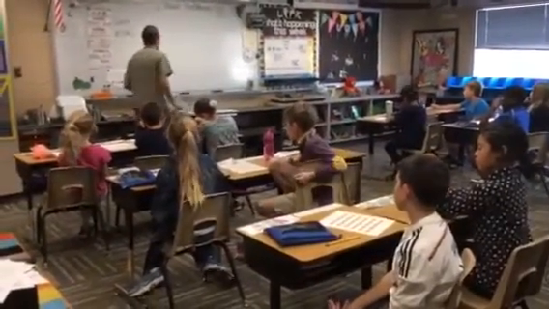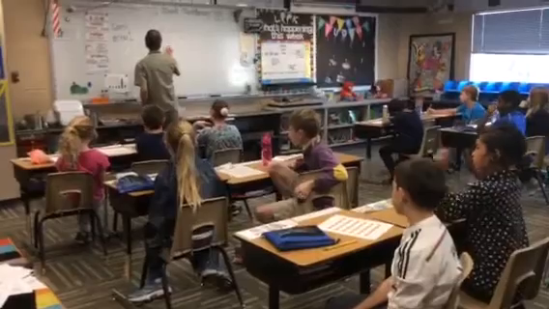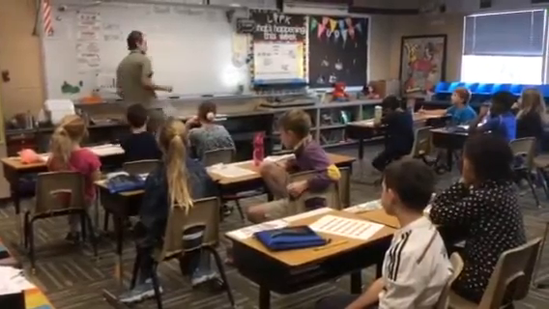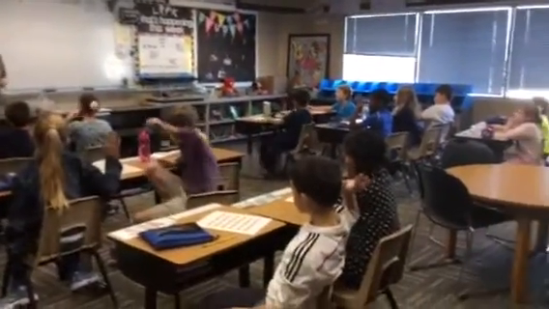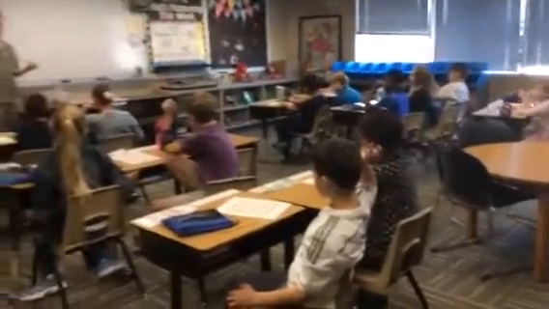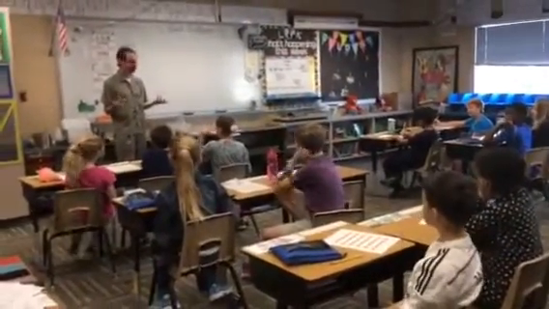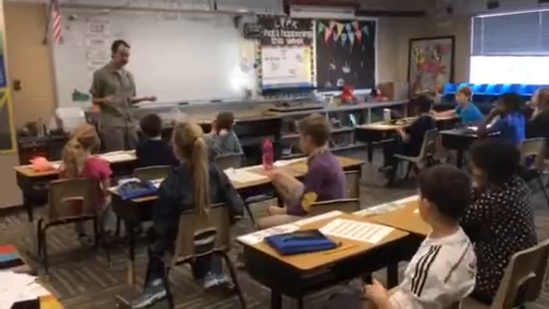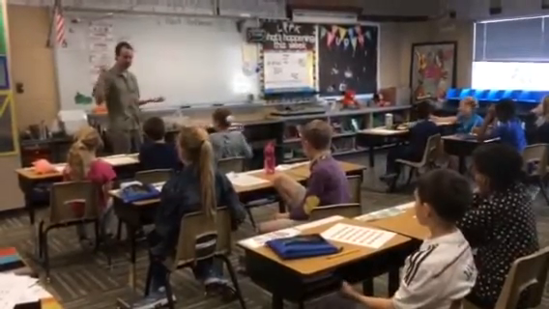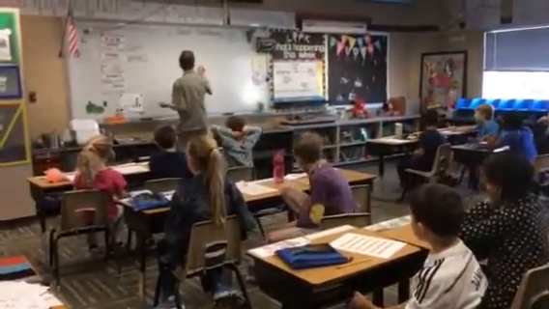Now, how about this one? What are we doing when we're doing 4 times 2? You're just doubling it. 4 times 2 is the same as 4 plus 4. So 4 times 2 equals? 8. Exactly.